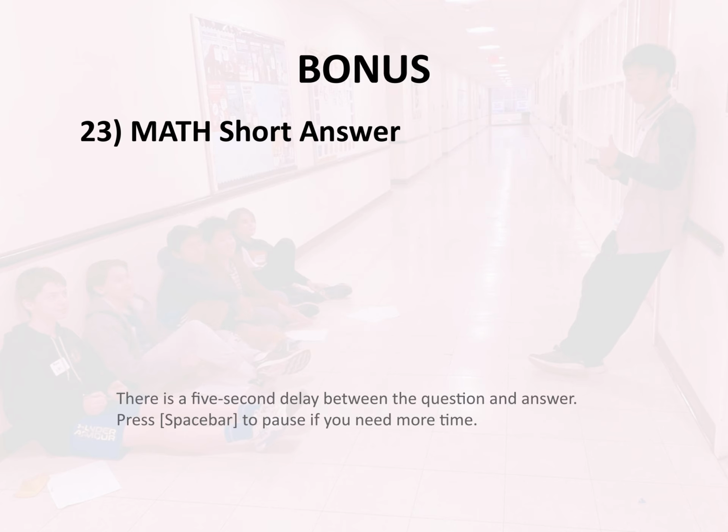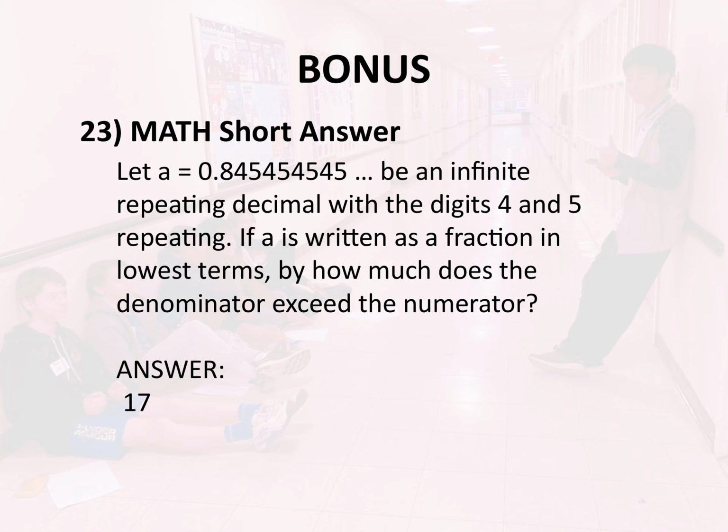Bonus, 23. Math. Short answer. Let A equal 0.845454545 be an infinite repeating decimal with the digits 4 and 5 repeating. If it is written as a fraction in lowest terms, by how much does the denominator exceed the numerator? Answer: 17.